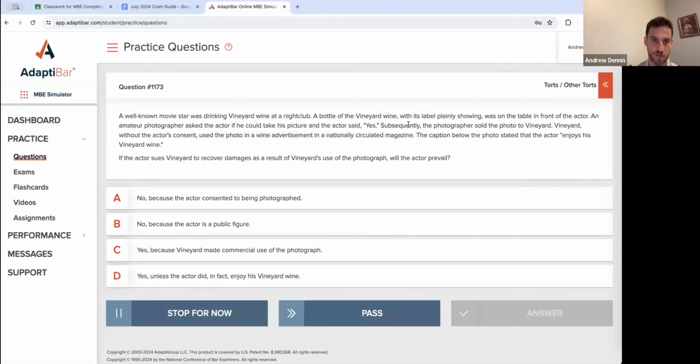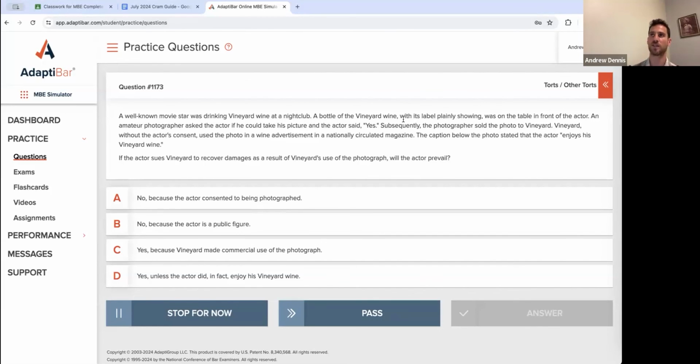If the actor sues Vineyard to recover damages as a result of Vineyard's use of the photograph, will the actor prevail? No, because the actor consented to being photographed. No, because the actor is a public figure. Yes, because Vineyard made commercial use of the photograph. Or yes, unless the actor did, in fact, enjoy the vineyard wine.